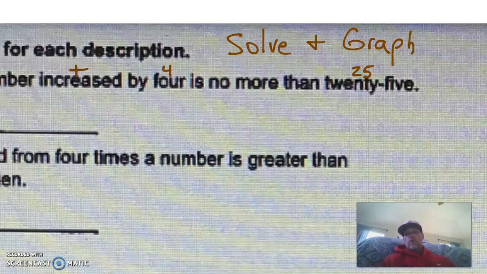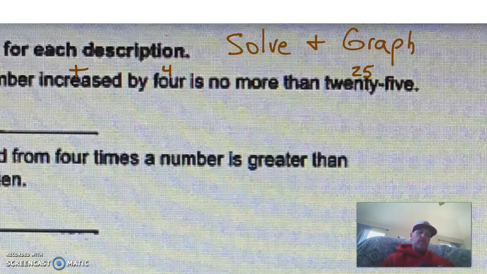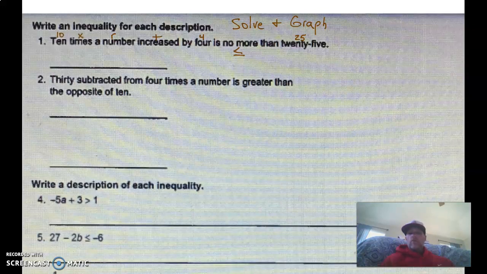So it's no more than 25. Does that mean it could be 25? Yes, it could be 25, so that's partially equal, right? But it's not more than 25. So it's got to be less than 25 or equal to 25. All right? That's the part that we'll struggle with. So now we know all the parts. Now we just have to find out how to put it together.